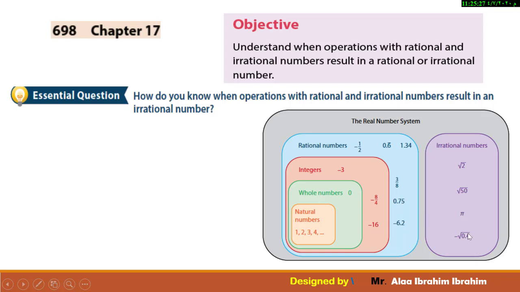The same with the square root of 0.4. Don't say 4 has a square root. 0.4 means 4 over 10. Yes, 4 has a square root, but 10 has no square root. So this is also a rational number.